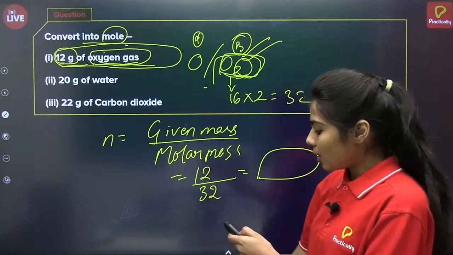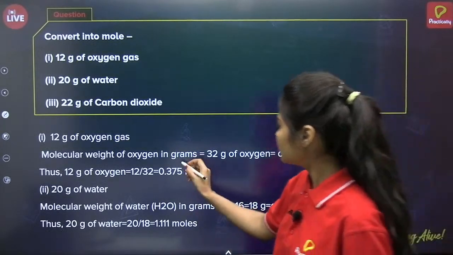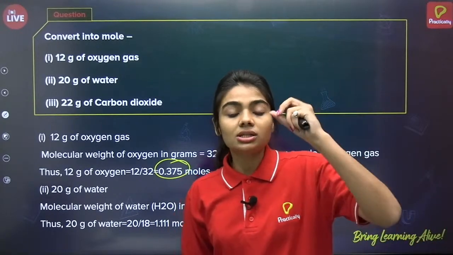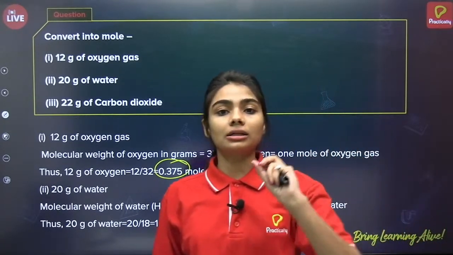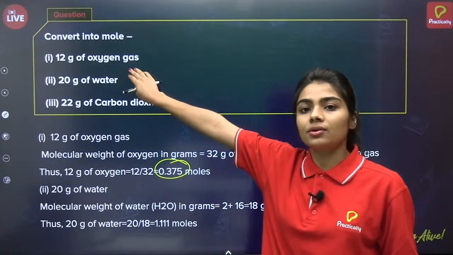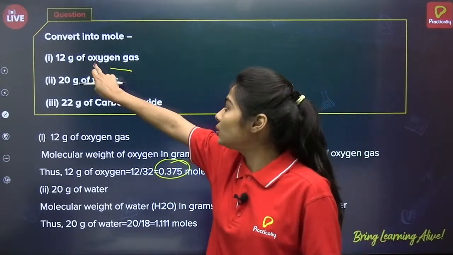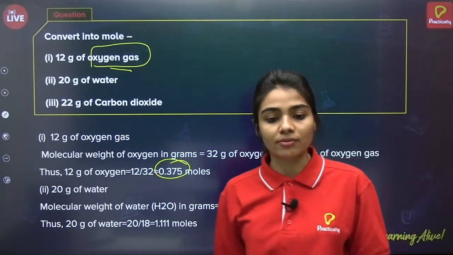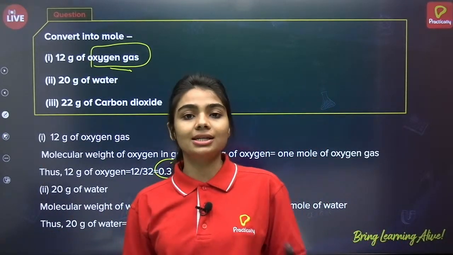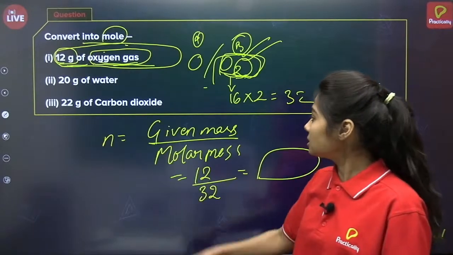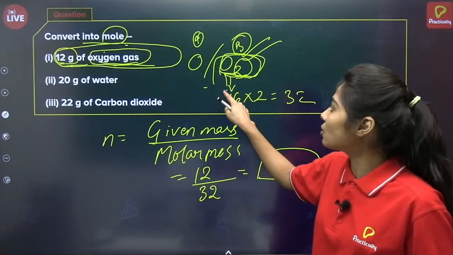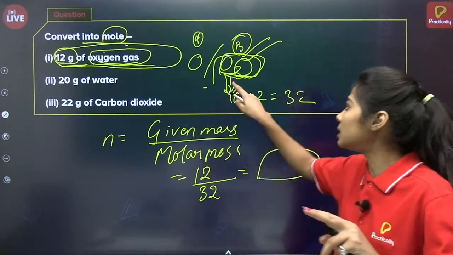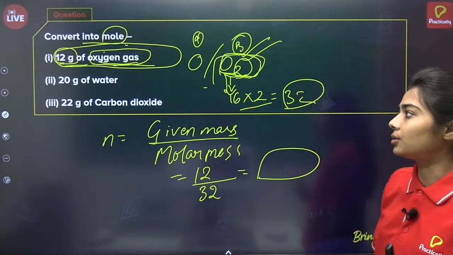So the number of moles comes out to be how much? 0.375. Okay, so this is how you need to calculate the answer. First of all, whatever the given mass is, you need to calculate the mass of whatever compound or molecule you have been given. Like for oxygen gas, it is O2. Then you take the mass of one oxygen atom, and how many atoms of oxygen are there? 2. So multiply by 2, you will get 32.